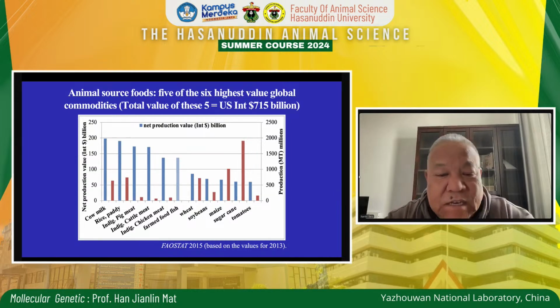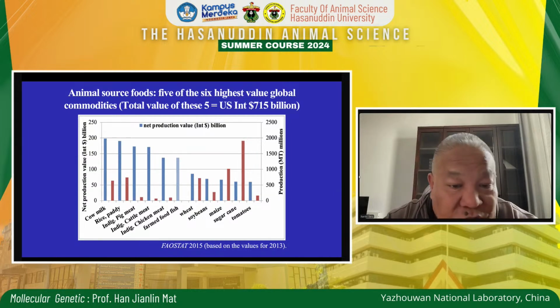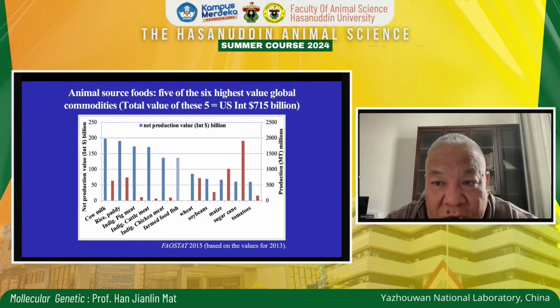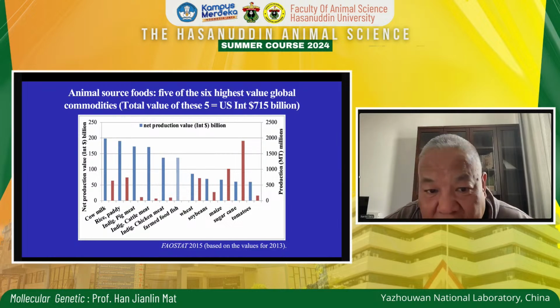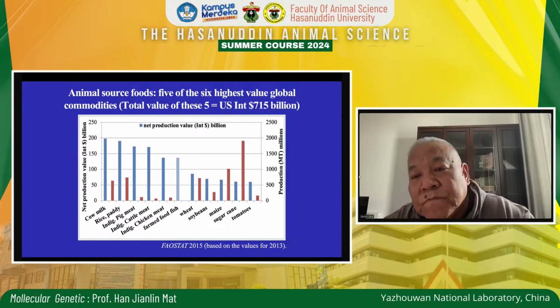Given a country like Indonesia, we eat much more rice, but we know goat meat, cattle meat, and chicken meat are consumed quite a lot. We pay a lot of money for that. They are much more expensive than rice.